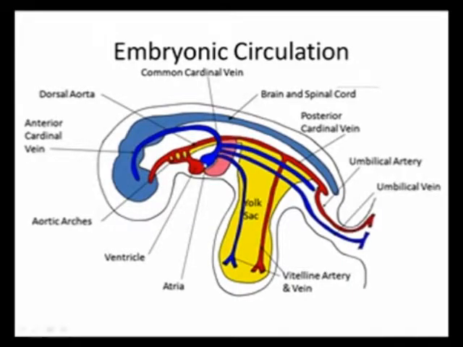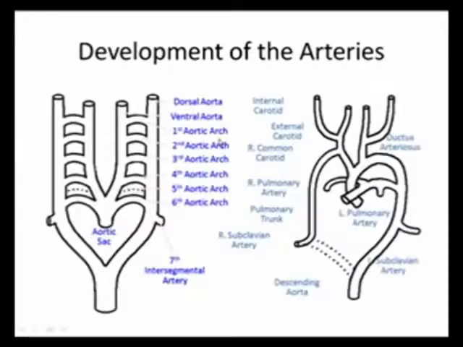Now we want to go back and look at the embryonic circulation once again, and we're going to talk about the aortic arches first, and then we'll come back and talk about the development of the veins. If we talk about the development of the aortic arteries into the great vessels, the major arteries, what we're going to do is use this little schematic. It's not quite right, but it'll make the point.